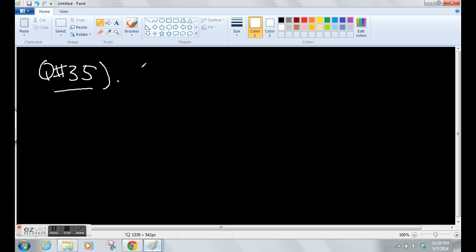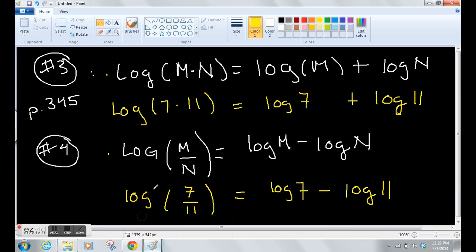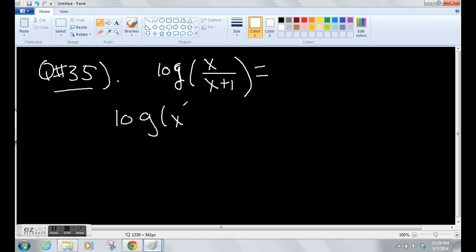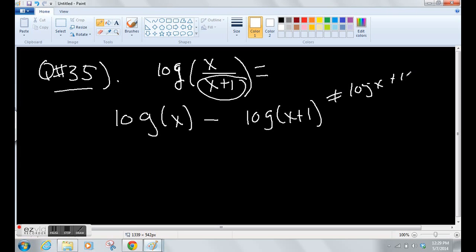Okay, so here's an example of how this works. Suppose we have question number 35. They write log of x divided by x plus 1, and they want you to rewrite this as the sum or difference of two expressions. Well, this is a divided by, so we can rewrite this as log of x minus the log of what's on the bottom, x plus 1. And we have to stop there. We can't split this out. So this is not equal to log of x plus log of 1. It's not true. This is your answer.